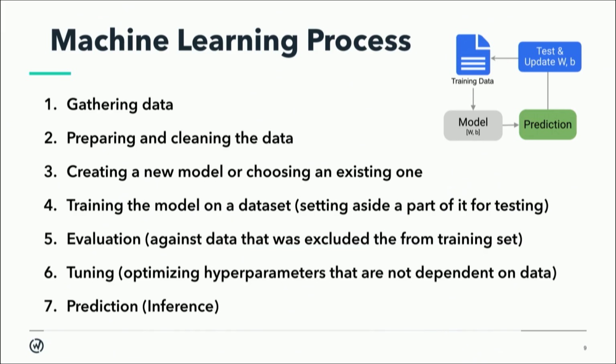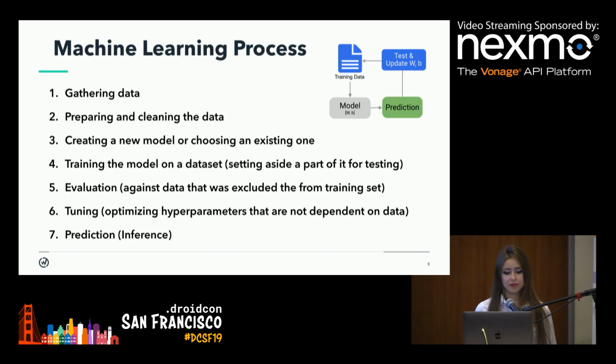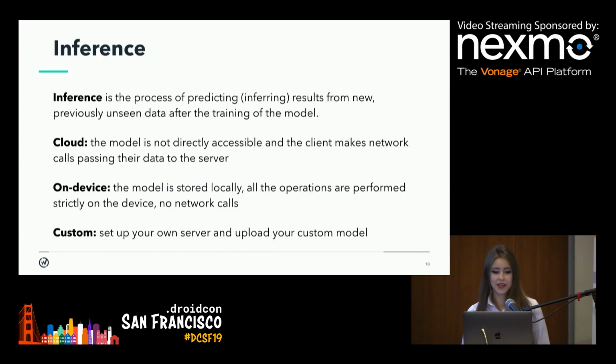And then the next step would be evaluation of the model against the data that was initially excluded from the training set. Then you might have to tune the model some more, meaning that you might have to adjust some parameters that are not dependent on data. And finally, the last step is actual prediction, or inference. And inference can happen in the cloud. That means that your machine learning model would not be directly accessible, and you as a client would be making network calls and passing your data to the server.